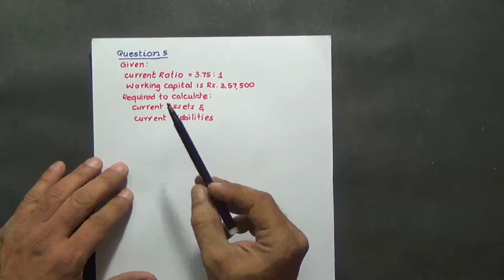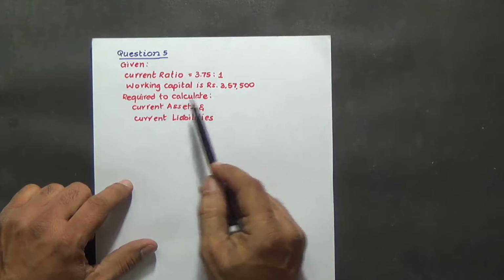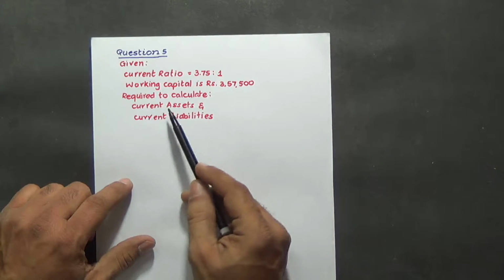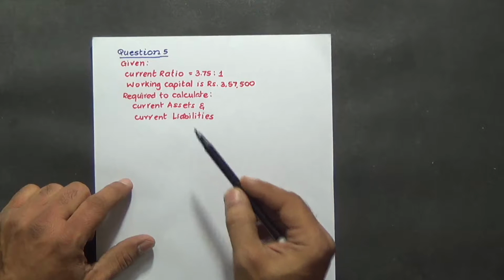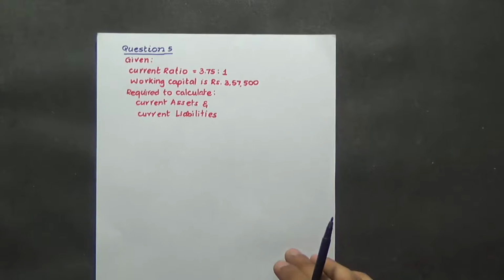Question number 5. Given current ratio 3.75 is to 1, working capital is rupees 3,57,500, and we are required to calculate current assets and current liabilities. Again, it is substitution of the numbers in a set of few formulae.